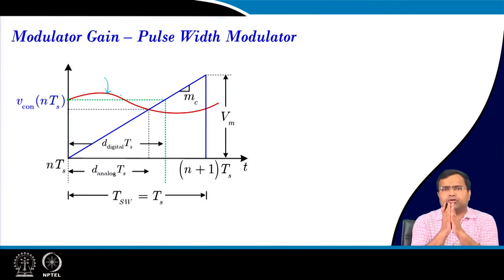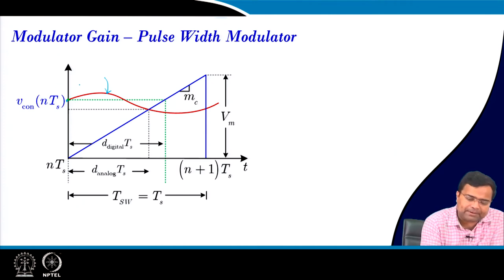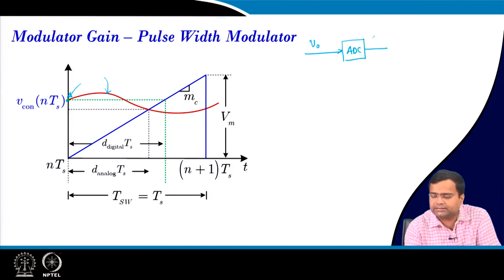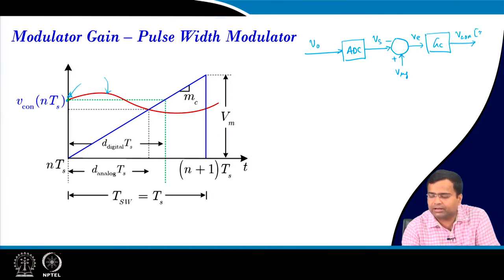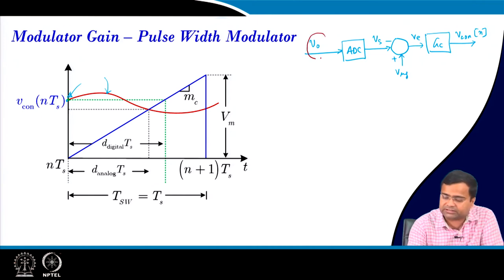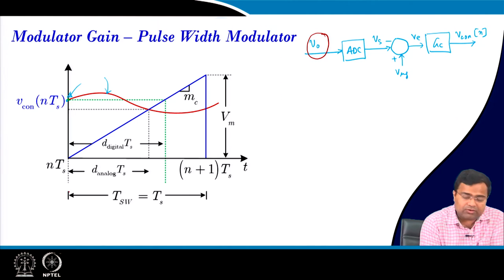But in case of digital control, when we talk about uniform sampling, that means we are talking about one sample per cycle, and if we do not consider any analog to digital converter delay, or any other delay, then we are capturing a sample of the output voltage. This is our output voltage, it passes through an ADC, and this is our sampled voltage. This sampled voltage is subtracted from the reference voltage, and this error voltage is passed through our controller, and this is now our Vcon, which in terms of n is digital. Since the output voltage can change, we are only considering it once per cycle, and we are not considering any delay.